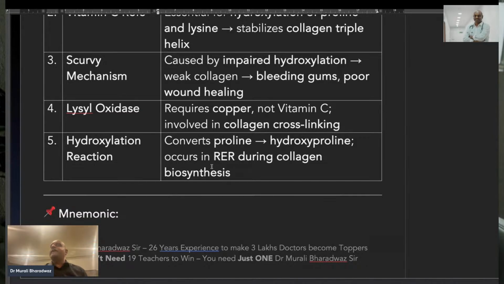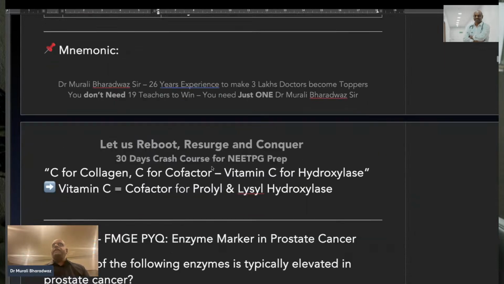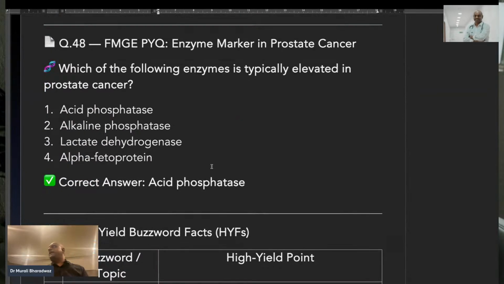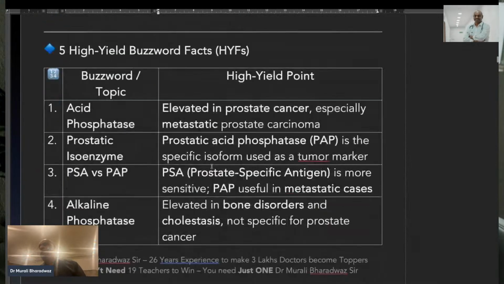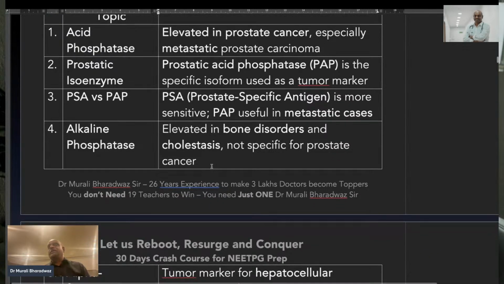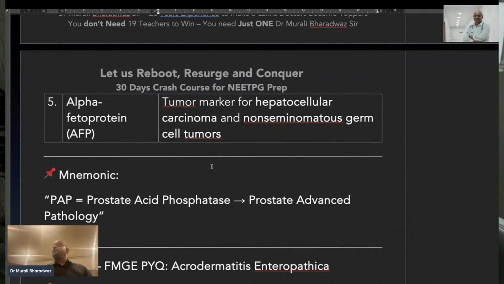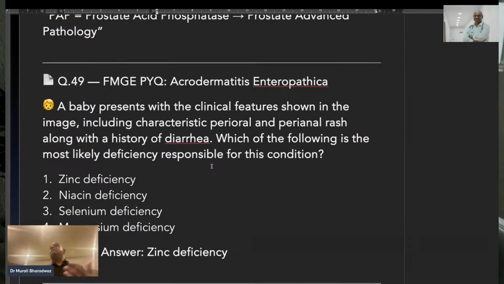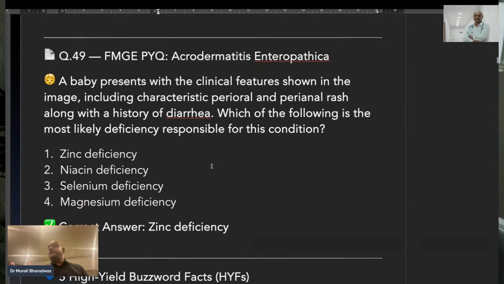Trace elements are a favorite question of the examiner. Trace elements: molybdenum, manganese, zinc, selenium. Selenium deficiency leads to Keshan's cardiomyopathy. Then, which enzyme is typically elevated in prostate cancer? Acid phosphatase is the one used to follow up the therapy. Tumor markers are a favorite topic. You should be ready with the whole list of tumor markers. Then acrodermatitis enteropathica: whenever there is zinc deficiency, it is a trace element question.